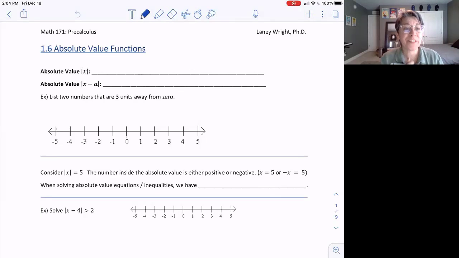Alright, welcome back, team. We're now looking at section 1.6, absolute value functions. To help with absolute values, we need to understand what it represents.